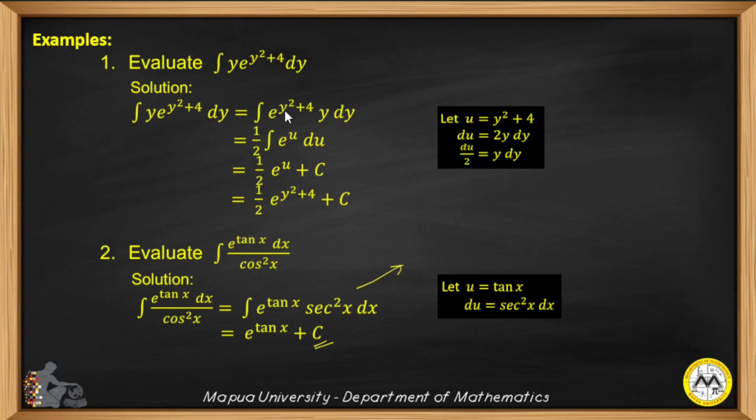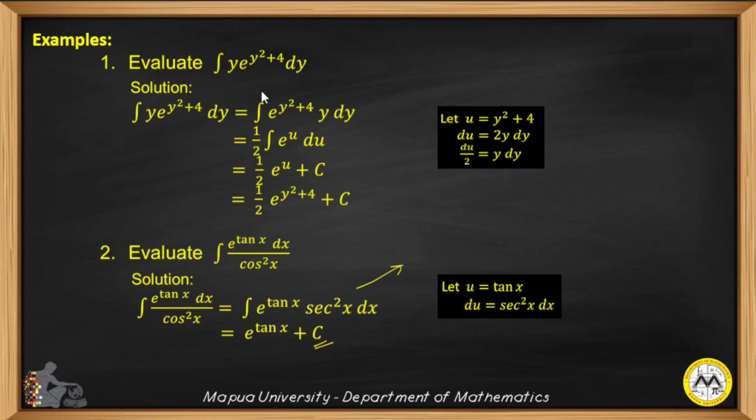Then by substitution, we can now replace y squared plus 4 by u, and then this y dy by 1 half du. And because 1 half is constant, you can factor this out. So you have the integral of e to the u du. But recall that the formula for the integral of exponential function of this form, e to the u du, is e to the u plus the constant c. And because there is a constant coefficient of 1 half, you multiply this to e to the u.